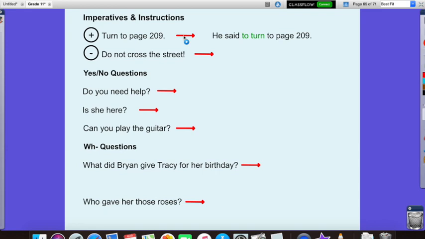So if your teacher says, turn to page 209, and later on your classmate asks you, what did the teacher say? You reply, he said to turn to page 209. So when you report an affirmative command, make sure you have to plus the base form of the verb.